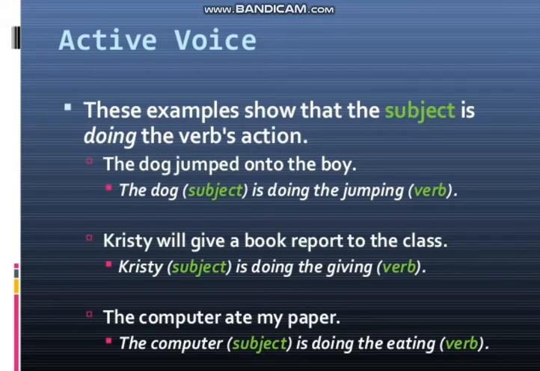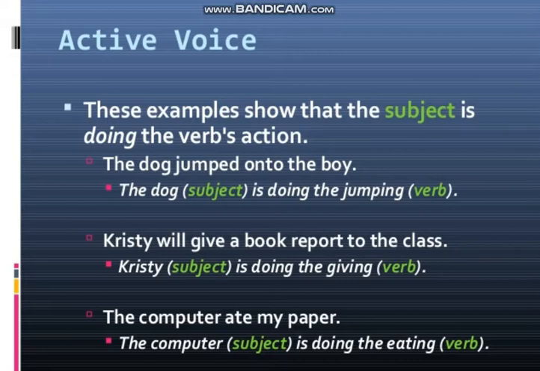so the subject is active in this sentence and is a performer of an action. Christy will give a book report to the class. So here again you can see Christy is the subject, and what is she doing? She is giving a book report to the class. So here again Christy is the main focus and the most important part of this sentence.